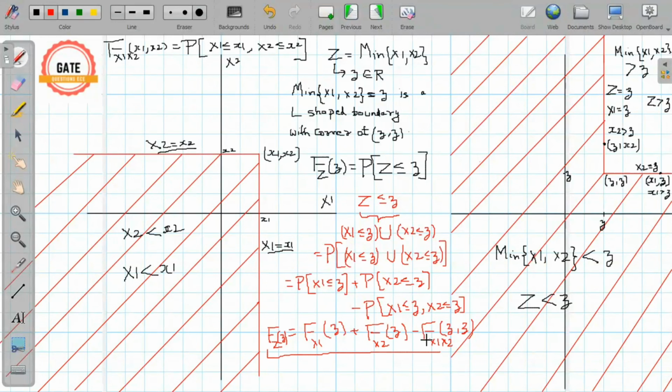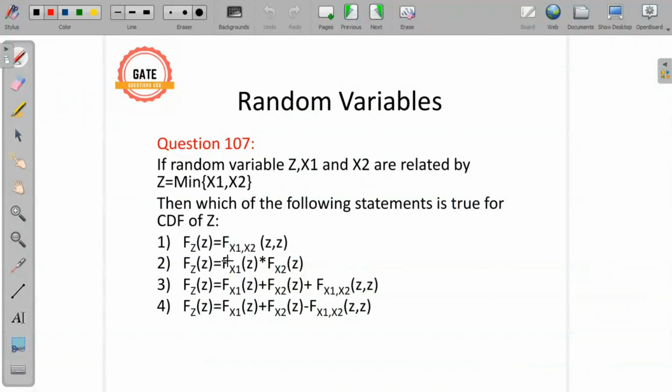Also note, this is true even if x1 and x2 are dependent. So the correct answer to this question is option 4.